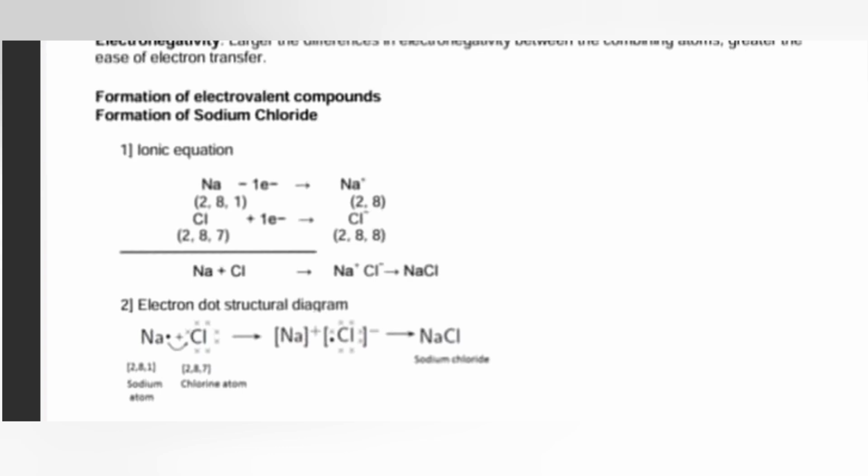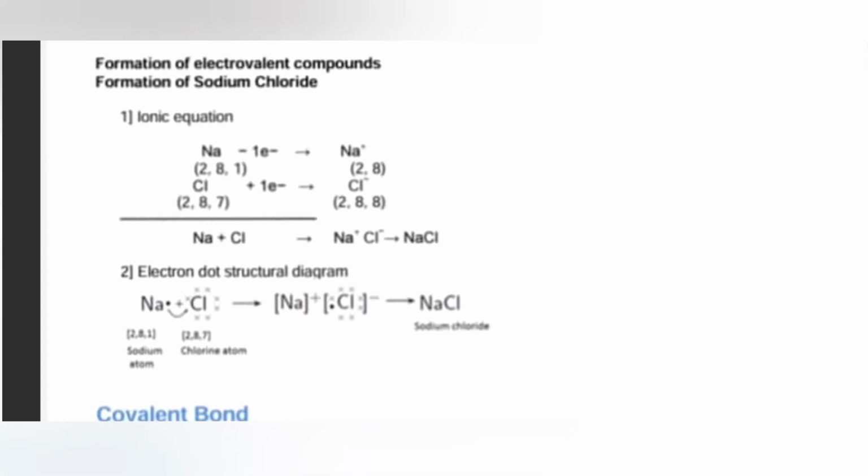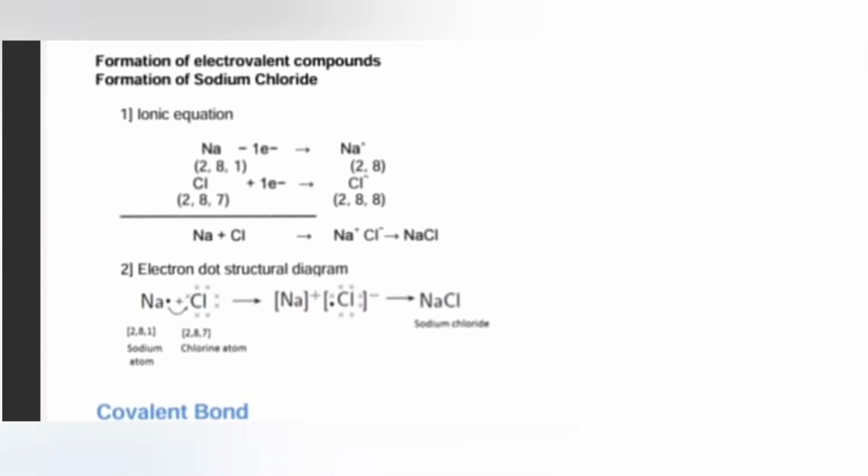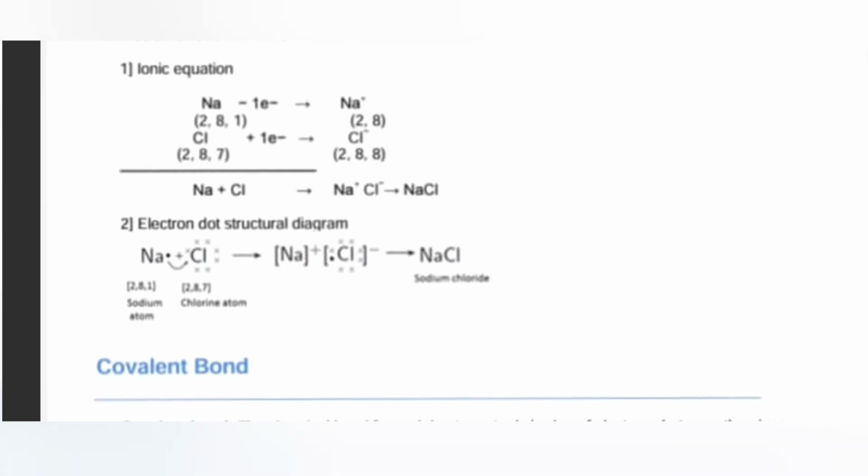And then with chlorine, it receives 1 electron from sodium, so it will have -1. Its outermost shell is completed with 8 electrons, so it is also stable, resulting in the formation of NaCl. Now the electronic dot structure diagram.